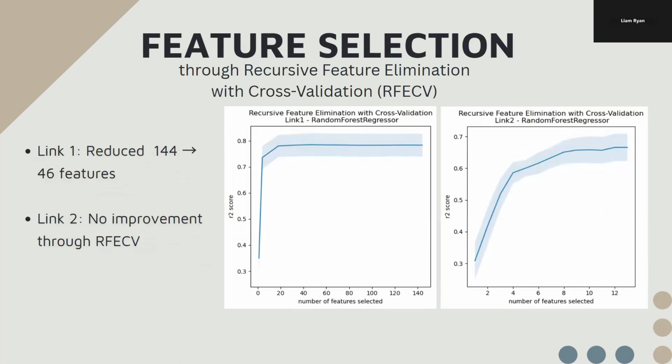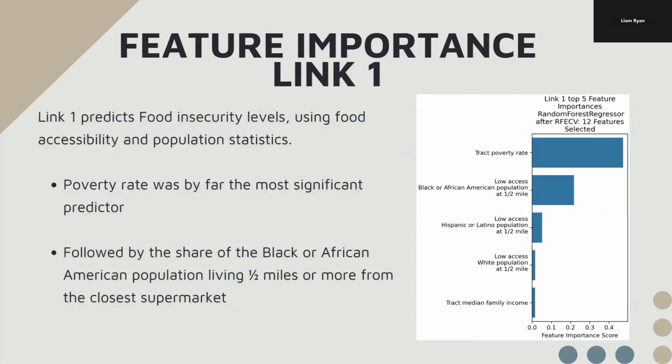Using our random forest model, we then set out to eliminate features that did not contribute to our model's accuracy. Using recursive feature elimination, we were able to reduce the link 1 dataset from 144 to 46 features. However, when run on link 2 dataset, all but one feature were essential for model fitness. We then ranked remaining features by their importance to the model.